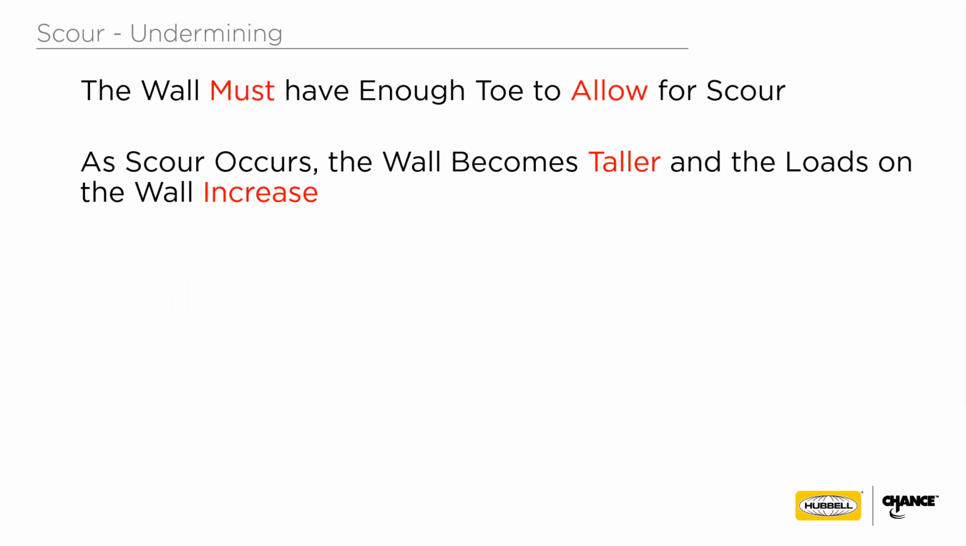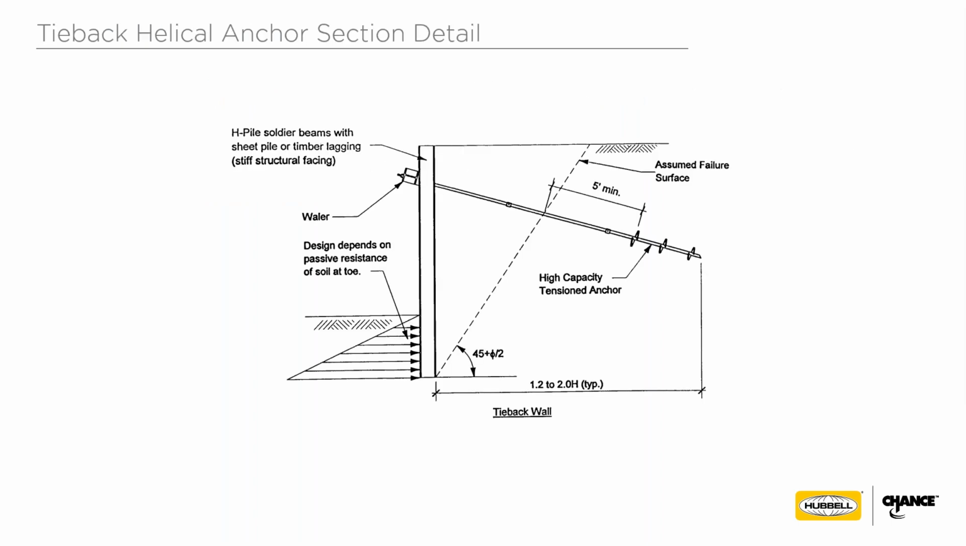Your wall's got to be tall enough to allow for scour also. Because as this storm comes and scour removes some of your toe, the wall is going to get even taller. So you have to allow for that. So your basic design concept is you're going to have some type of a rigid wall face, either soldier piles and lagging or steel sheets. And because of excessive height or lack of toe, you need some tension help to hold the wall up.